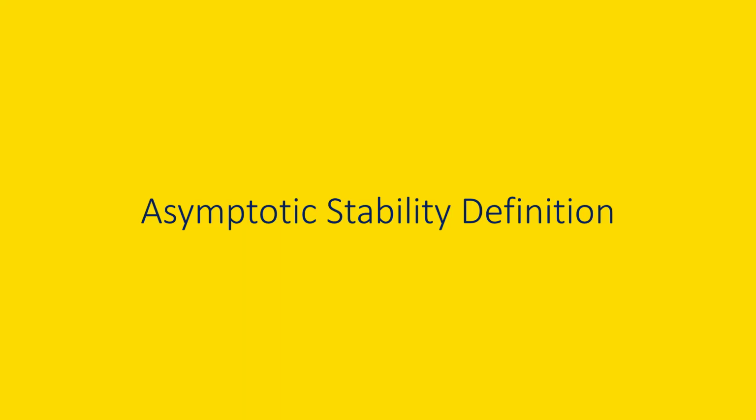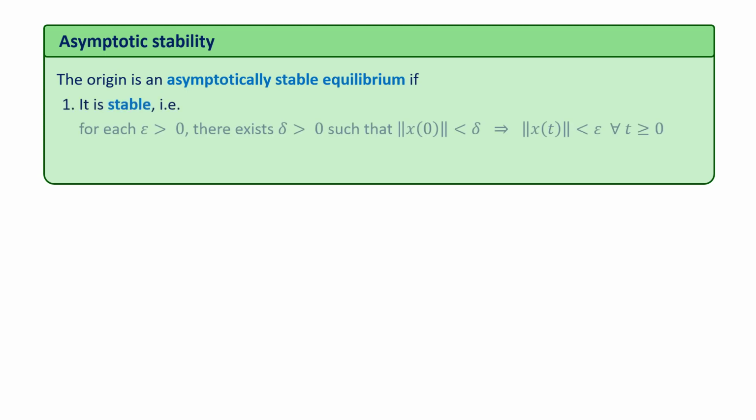We now define the next stability notion, which is asymptotic stability. The origin is an asymptotically stable equilibrium if two conditions hold. Firstly, if the origin is stable, and secondly, if the origin is attractive, which means that limit of x of t when t goes to infinity is equal to 0.